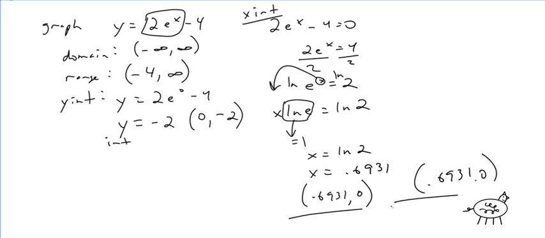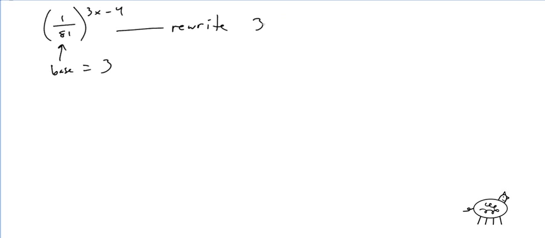Let's do a couple more exponential problems here, math fans. If I give you (1/81) to the 3x minus 4, and let's just say I want the base to be 3, how can you rewrite it? So I need to rewrite it as 3 to some power as an equivalent to that. And I need to figure out what that power is.